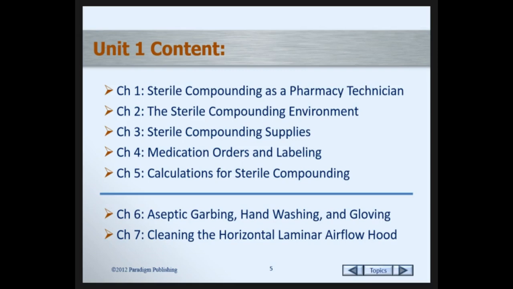Lab 3 covers Chapter 6 and 7. Those technically aren't part of Unit 1. Those are technically part of Unit 2, but they are part of the first exam. And we will do aseptic garbing, hand washing and gloving, and cleaning the horizontal laminar airflow hood. Now, some of these words may seem foreign to you today, but by the time you finish Chapter 1, they'll make a lot more sense. So Chapter 6 and 7 are one lab together, and that lab we will actually do in practice on Tuesday, August 16th.